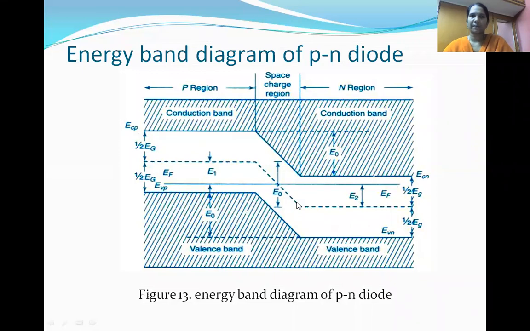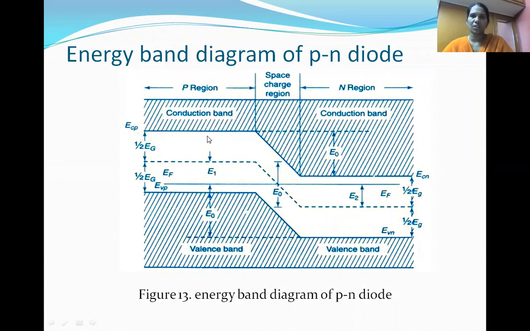Now I'm going to explain about the energy band diagram of PN junction diode. So this is the energy band diagram for PN diode. If you join a p-type semiconductor with an n-type semiconductor, we know that a PN junction diode is formed. Here this is the energy level diagram for p-type semiconductor. This is for n-type semiconductor.